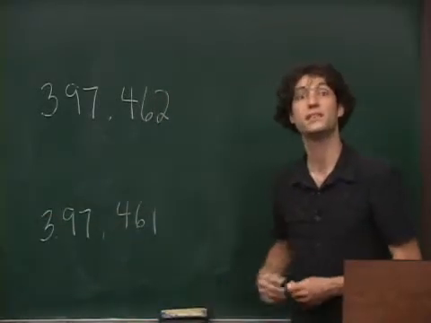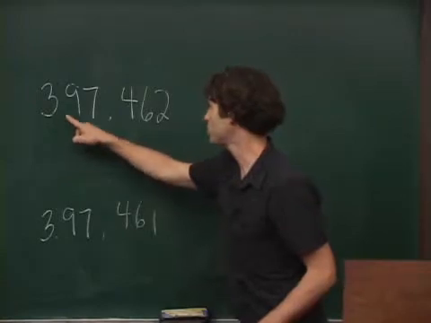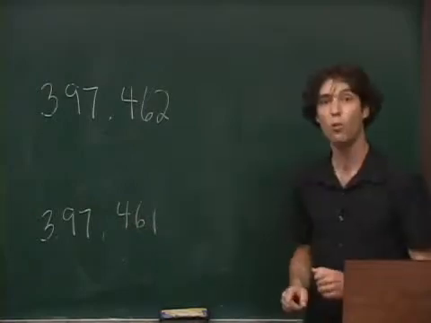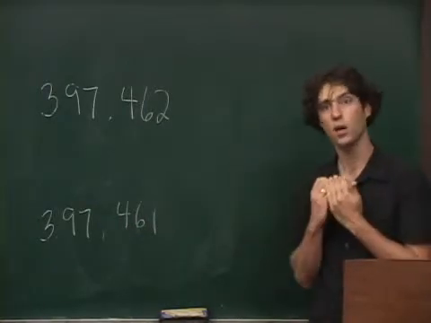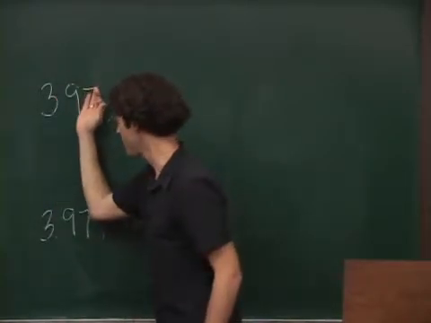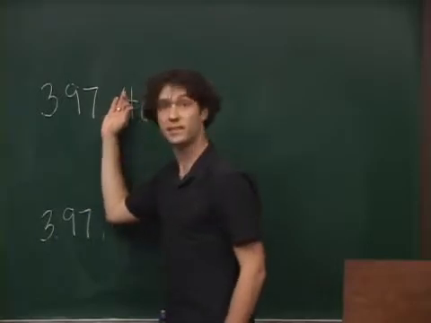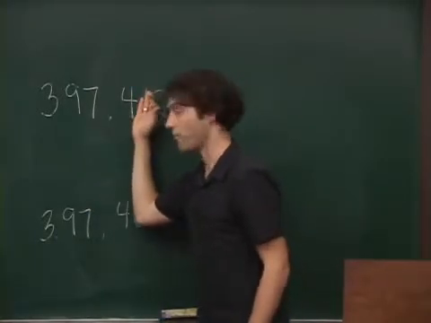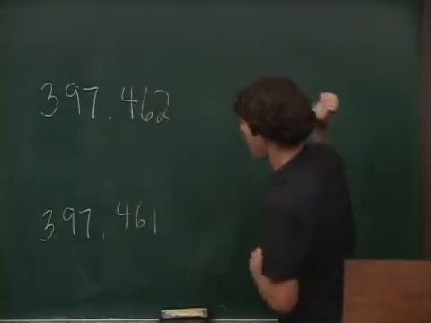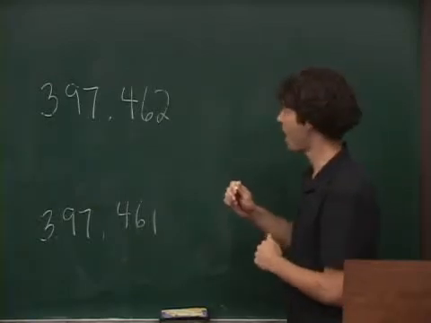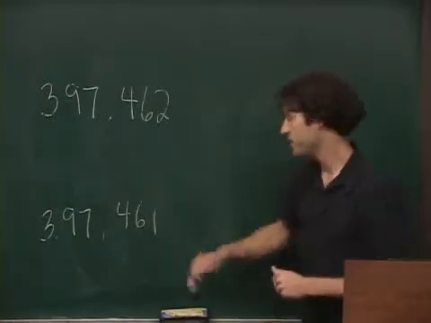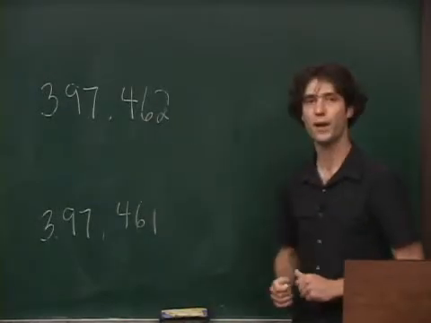Now, let's see which one is the least. Well, here we have 397,462, and here 397,461. Well, we go column by column. 3 and 3, it looks the same. 9 and 9, it looks the same. 7 and 7, it looks the same. 4 and 4, it looks the same. 6 and 6, it looks the same. 1 and 2, it's not the same. This one is greater than this one. This one is less than this one.